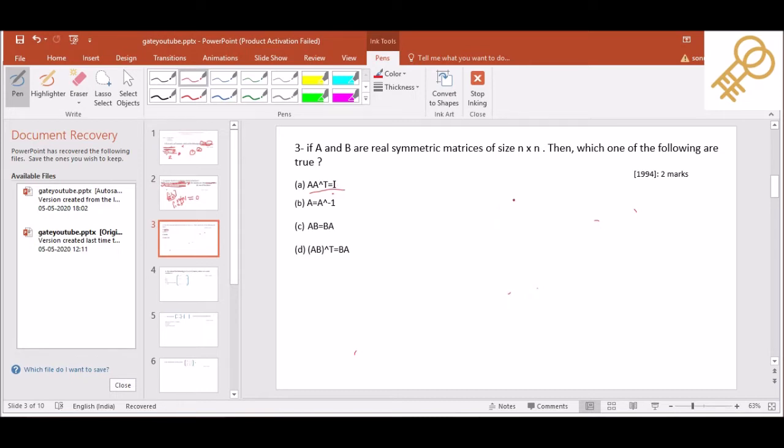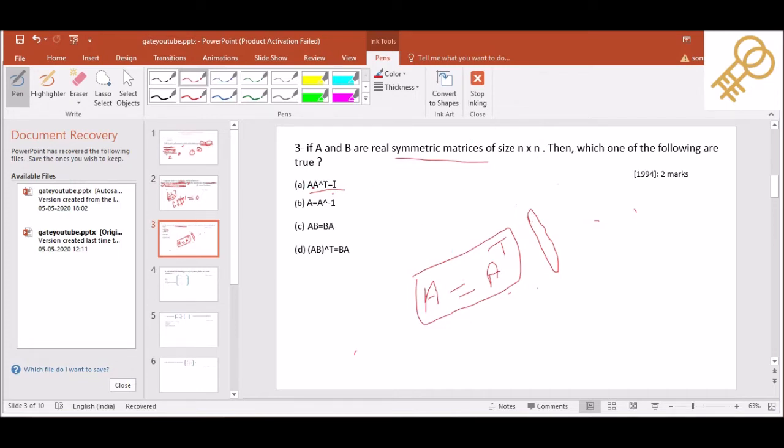I hope you are familiar with the identity matrix: the matrix whose diagonal elements are all 1 and all other elements are 0. That matrix is said to be an identity matrix. Now we will eliminate option by option. First, we should know what a symmetric matrix is. A matrix is said to be symmetric if A is equal to the transpose of itself. If this condition is satisfied, then you can tell that A is a symmetric matrix.